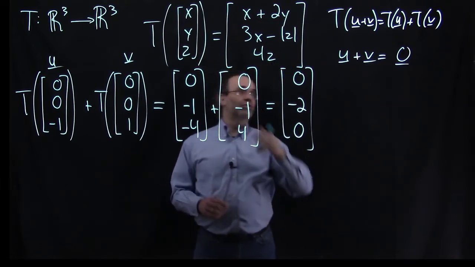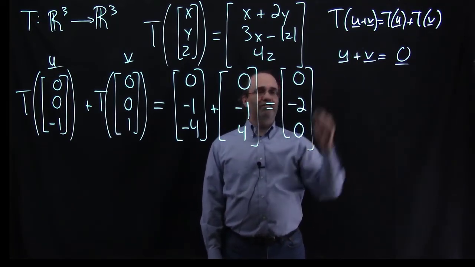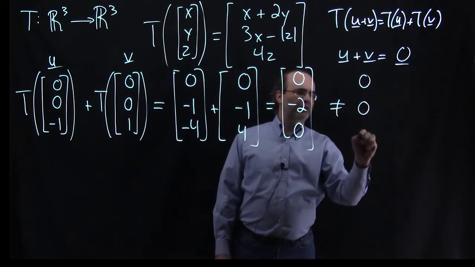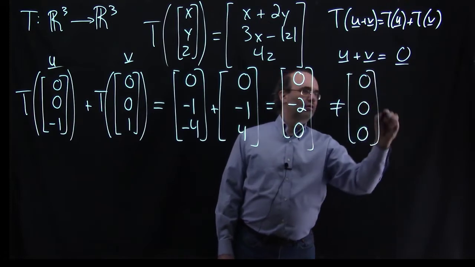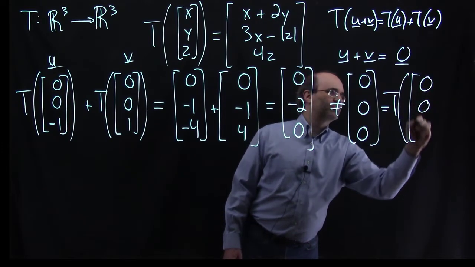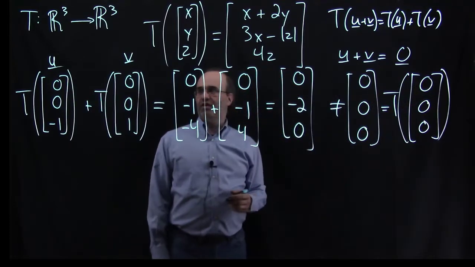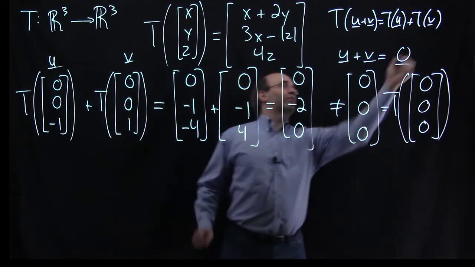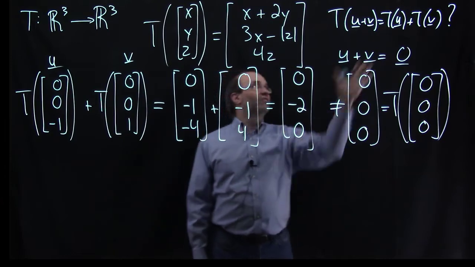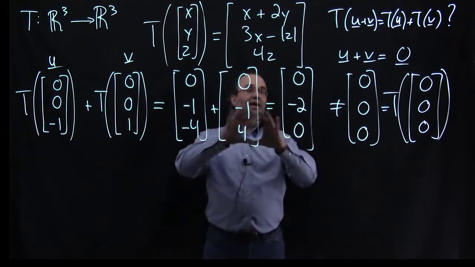So here, T of 0 is 0, which is not this vector. So this is not equal to T applied to the 0 vector, which is u plus v. So this shows that, in this case, maybe I could have put a question mark here because I wanted to check this. Is this property satisfied for all vectors u and v in R3? The answer is no. Here is one counterexample.